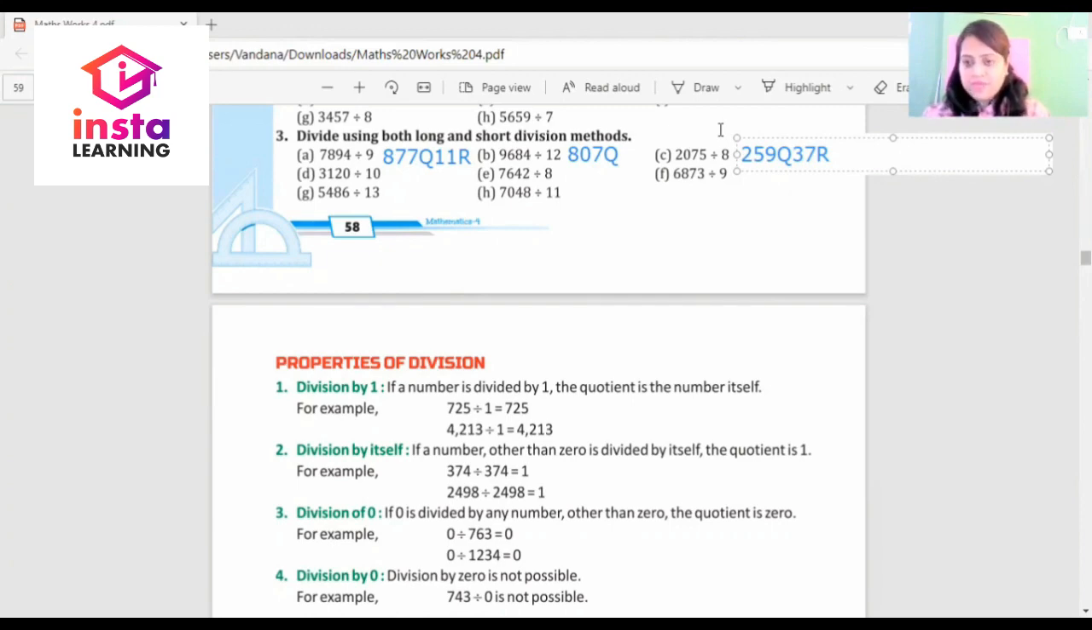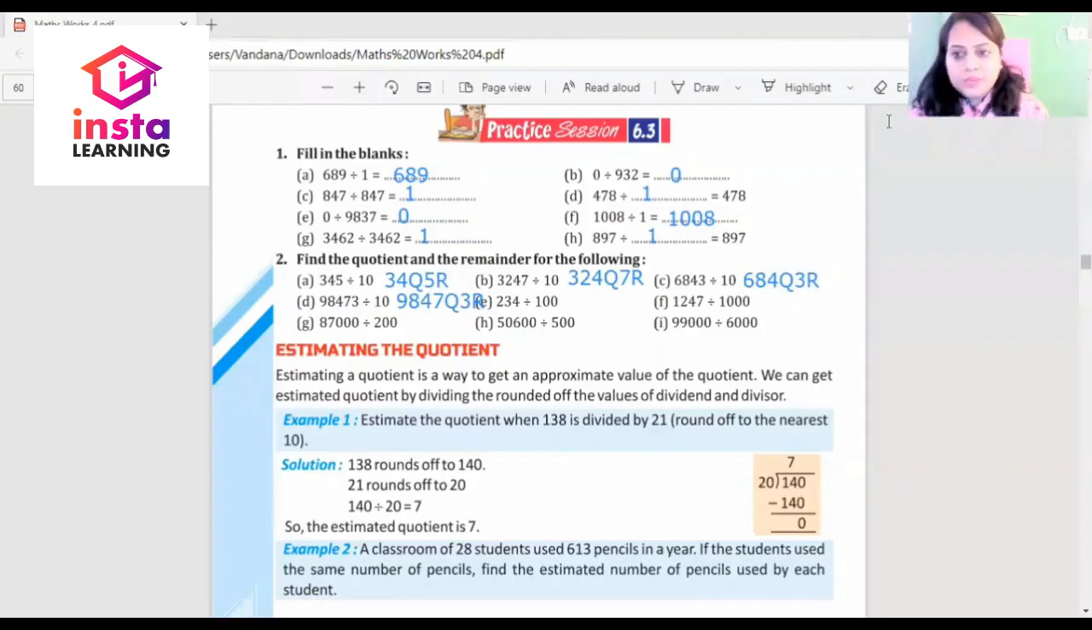Okay, students? Very good. Now, students, these are your questions. It's very easy. Exercise 6.3. And you have to do these sums by yourself. It's very easy. And 689 divided by 1, your answer is the same as your dividend. Answer is same as dividend. And this is 0 divided by 932. It means 0 is your dividend. So answer is 0 also. 0 has no value. So answer is 0.